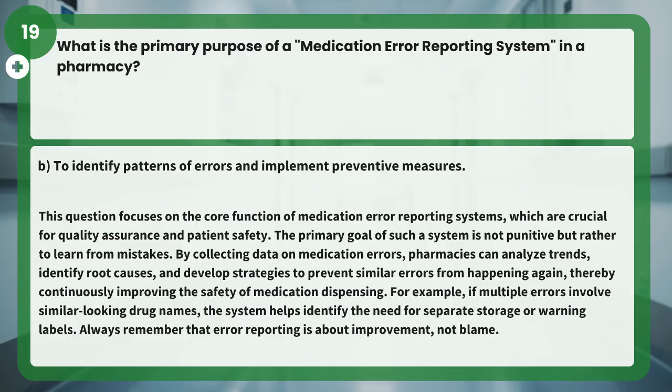For example, if multiple errors involve similar-looking drug names, the system helps identify the need for separate storage or warning labels. Always remember that error reporting is about improvement, not blame.